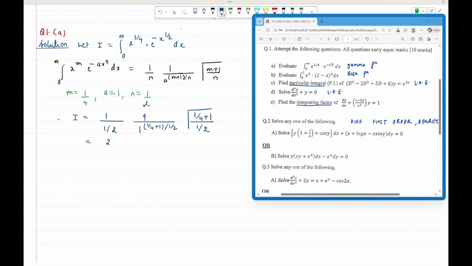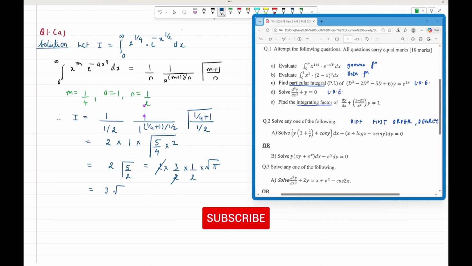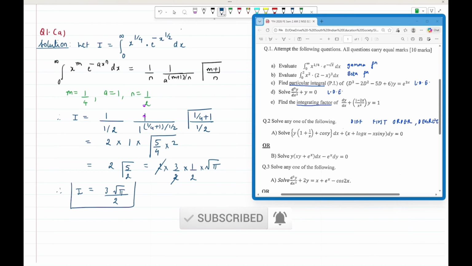So the first factor is going to be 2. The second factor, since the base is 1, this is going to be 1 into, here we can do a little simplification. So this is going to be 5 by 4 into 2. So this gives us 2 times gamma of 5 over 2. And since the argument of gamma is greater than 1, we are going to use the recursive property, and that is going to be 2 times 3 by 2 times half times gamma of half, which is root pi. So we have a cancellation for 2 here, so the final value is going to be 3 root pi over 2. So that is the value of I in question 1A.